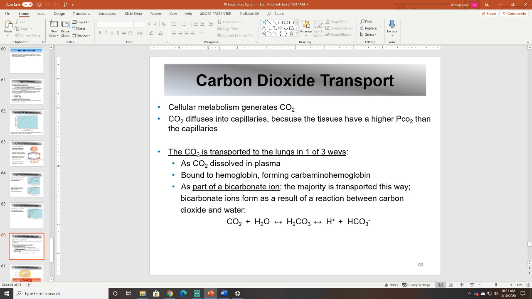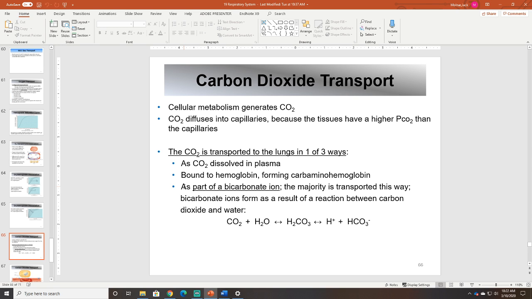The carbon dioxide is transported to the lungs in three ways. It can be dissolved in the plasma. Not a lot of it can be dissolved in the plasma. There's a limit to how much we can dissolve in the plasma. It can also be bound to hemoglobin, forming a molecule called carbaminohemoglobin. And this just means that there's carbon dioxide bound to hemoglobin. We can form similar words with oxygen, by the way. We can call it oxyhemoglobin if there's oxygen bound to it.